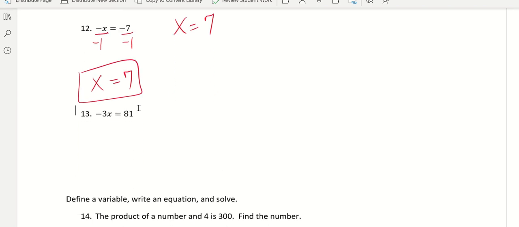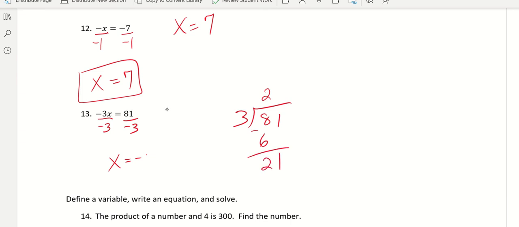Number 13, negative 3x equals 81. What is happening between the x and the negative 3 here? What operation? That is multiplication. The inverse of multiplication is division. So we divide by negative 3 on both sides, and we get x is equal to negative... this is 27, I believe. Let's double check. 3 goes into 81 two times. 3 multiplied by 2 is 6. We subtract it, we get 2. Bring down the 1. 3 goes into 21 seven times. So x equals negative 27.